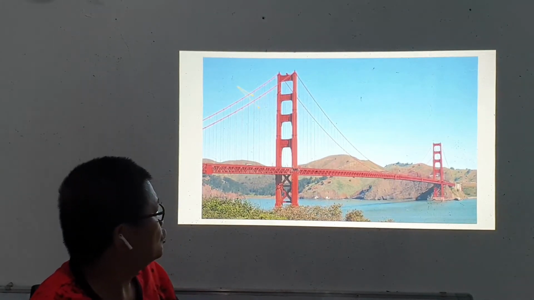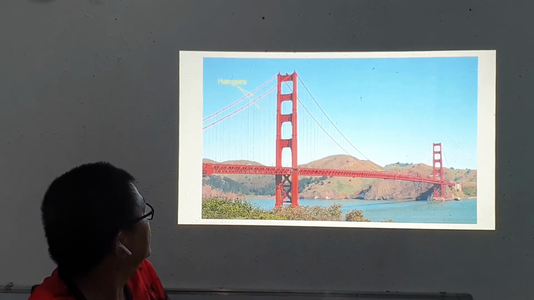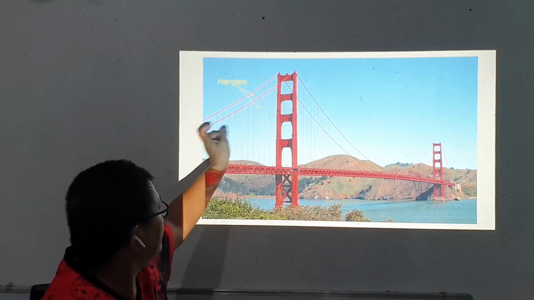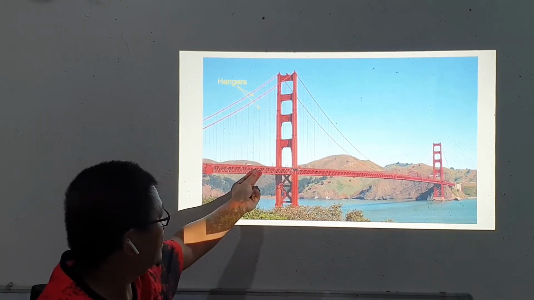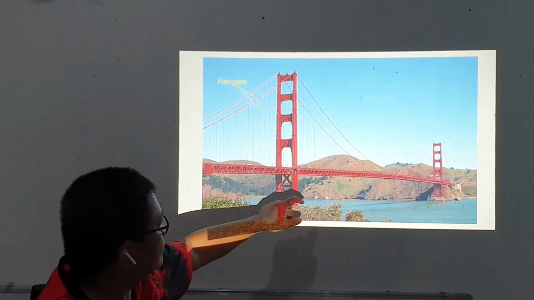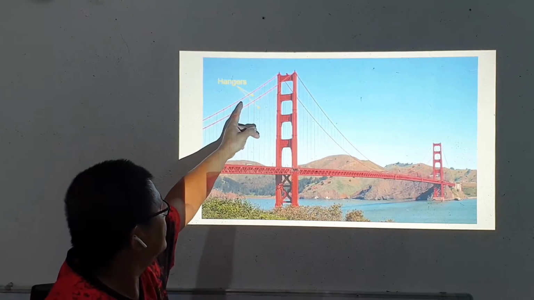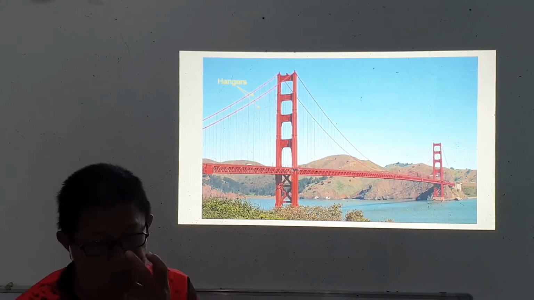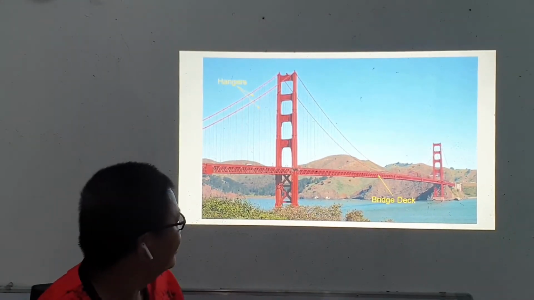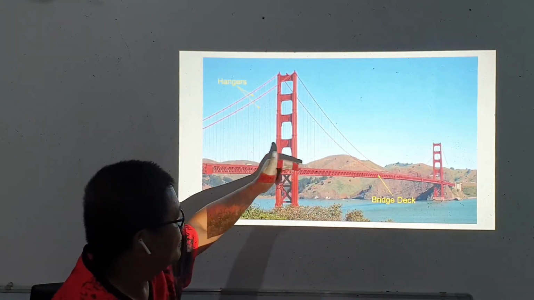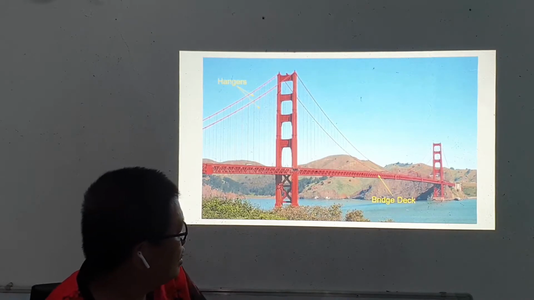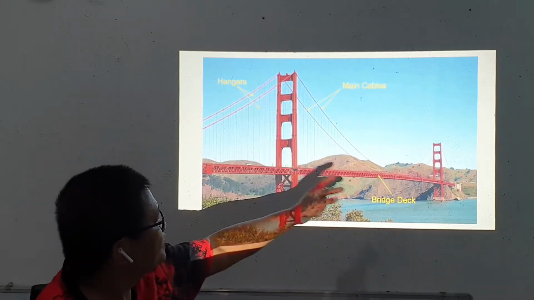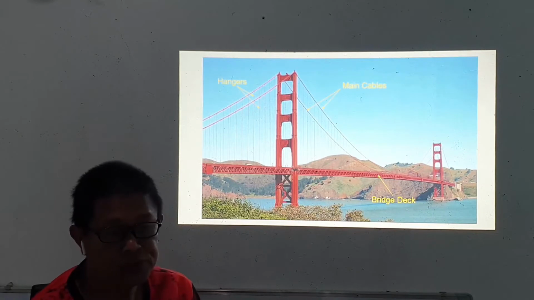Okay, now a suspension bridge is commonly provided with main cables. We have the hangers. From the main cable, the hangers are the ones carrying directly the load from the bridge deck, and it's the main cable that transmits that load to the piers or the towers, as we also call them. It's the bridge deck that carries the load of all the vehicles passing through the bridge. And then we have here the main cables. So these are the important components of a suspension bridge.